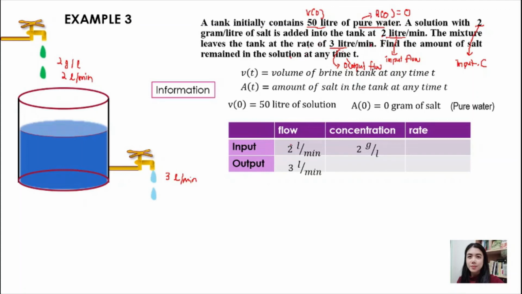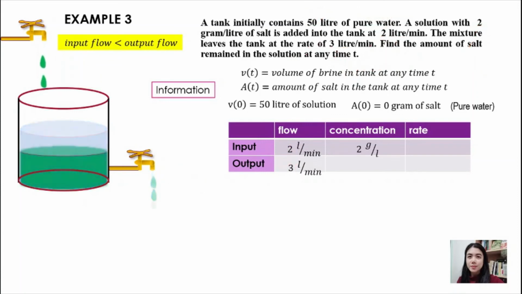Now let's look at the case that we have here. You have the input flow that is 2 liters per minute, which is less than the output flow, 3 liters per minute. So you have a case of input flow less than the output flow. The solution is entering at 2 liters per minute and leaving at 3 liters per minute. What happens to the volume of the solution in the tank? The volume of the solution in the tank will decrease.